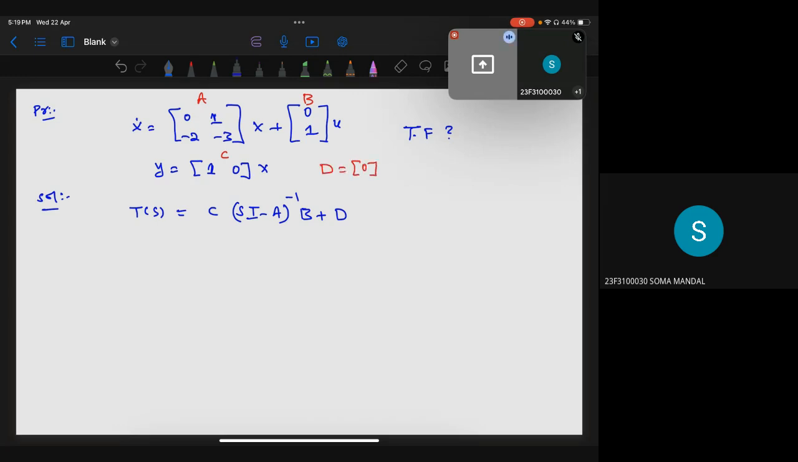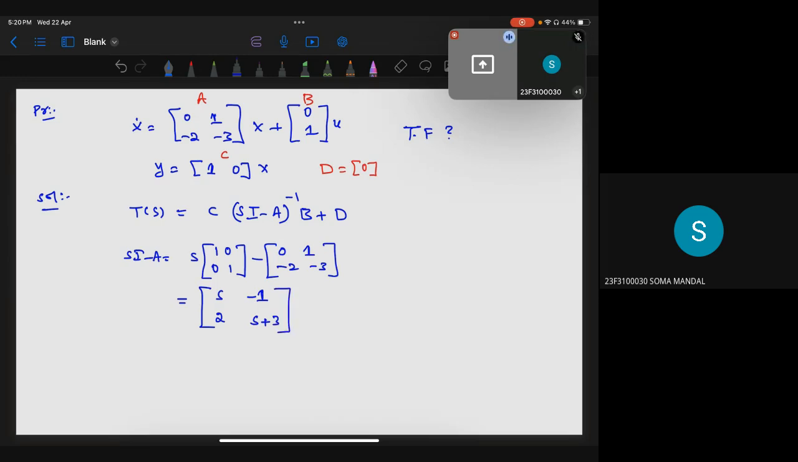Okay, so let's solve it. First, sI minus A. That will be [[1, 0], [0, 1]] s minus [[0, 1], [-2, -3]]. So this is s, minus 1, then 2, and s plus 3.